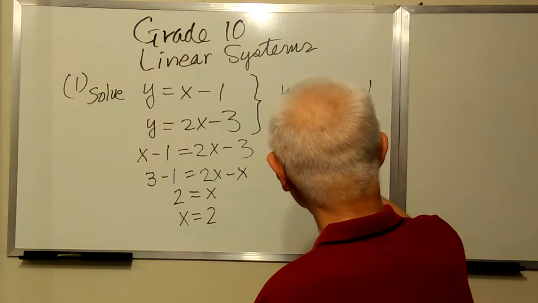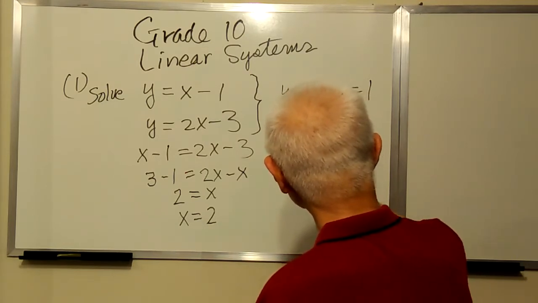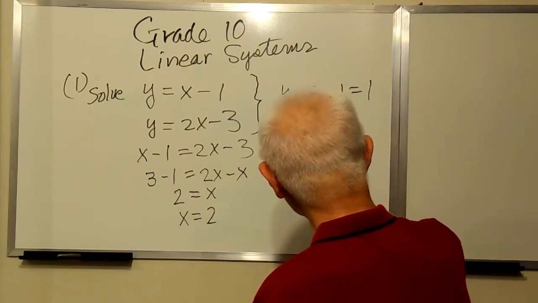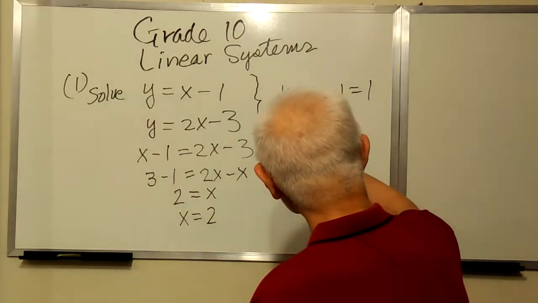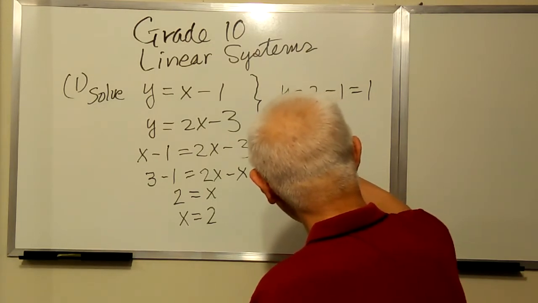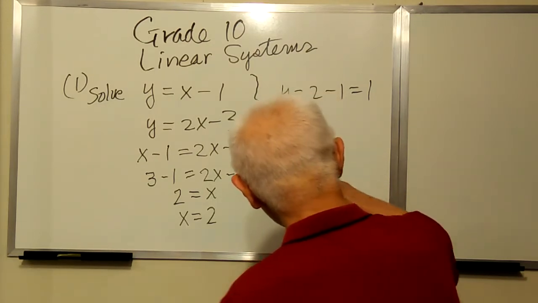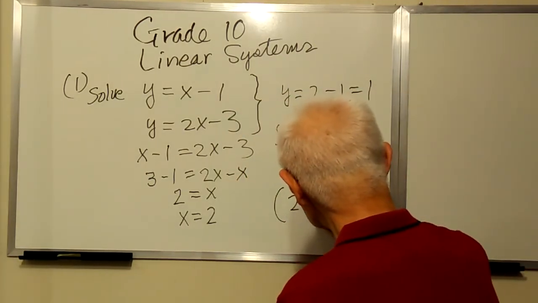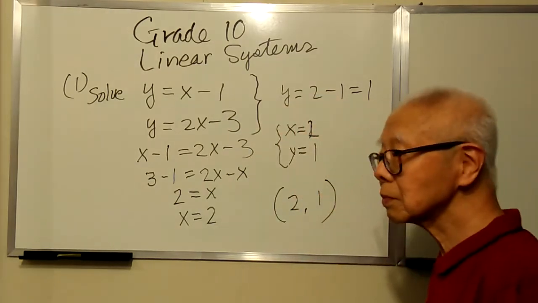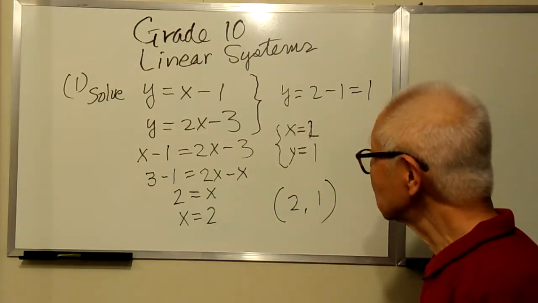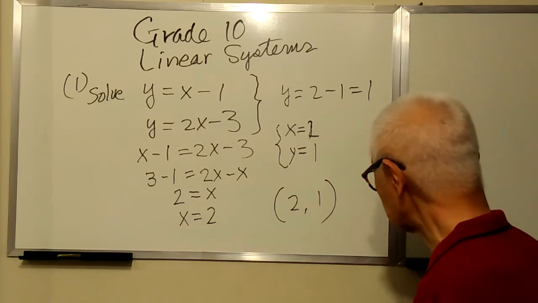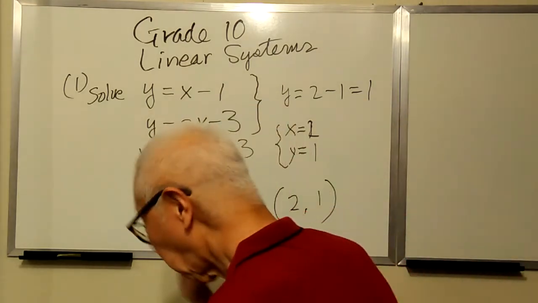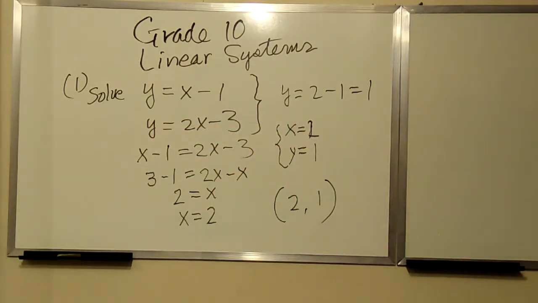Now I have the solution. x equals 2, y is equal to 1. So to show that this is a pair of the solution, I usually use a bracket. Or you can do this. Your answer is (2, 1). I hope you follow this work. Okay, the next example.